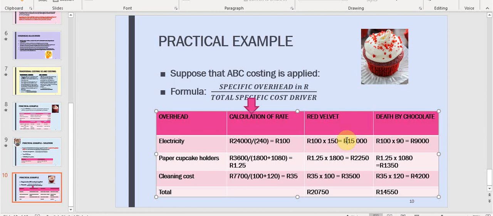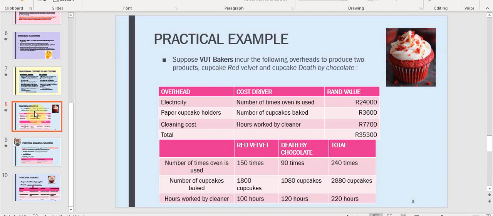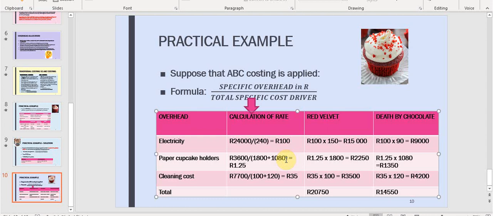For the paper cup holders, we are going to repeat this pattern. So I am going to go and find the specific rand value for paper cupcake holders, which is 3,600, and I'm going to look for the total of the specific cost driver. The specific cost driver to the overhead was the number of cupcakes baked. So if I look at the number of cupcakes baked, I calculated for myself that was 2,880 cupcakes. In other words, I took the 3,600 and basically I calculated it by dividing it by the 2,880, which is the total of that specific cost driver. And the rate was 1 rand 25.